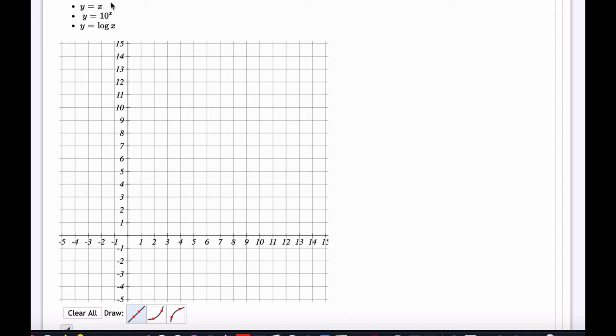The reason you're drawing this line is because what you'll see is these 2 are inverse functions of each other. And what we've learned about inverse functions is that if 2 graphs are inverses of each other, then their graphs are just reflections of each other across this line y equals x.